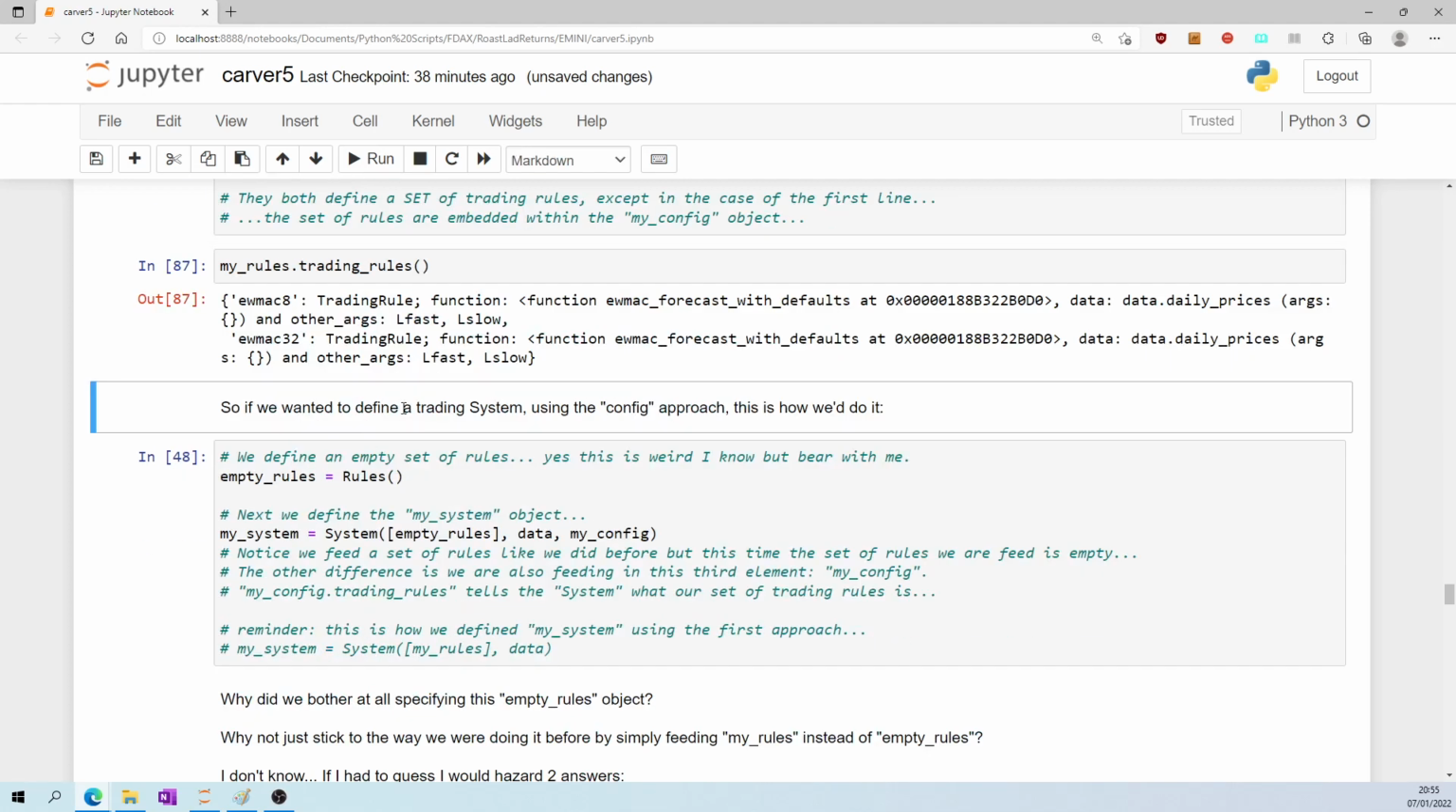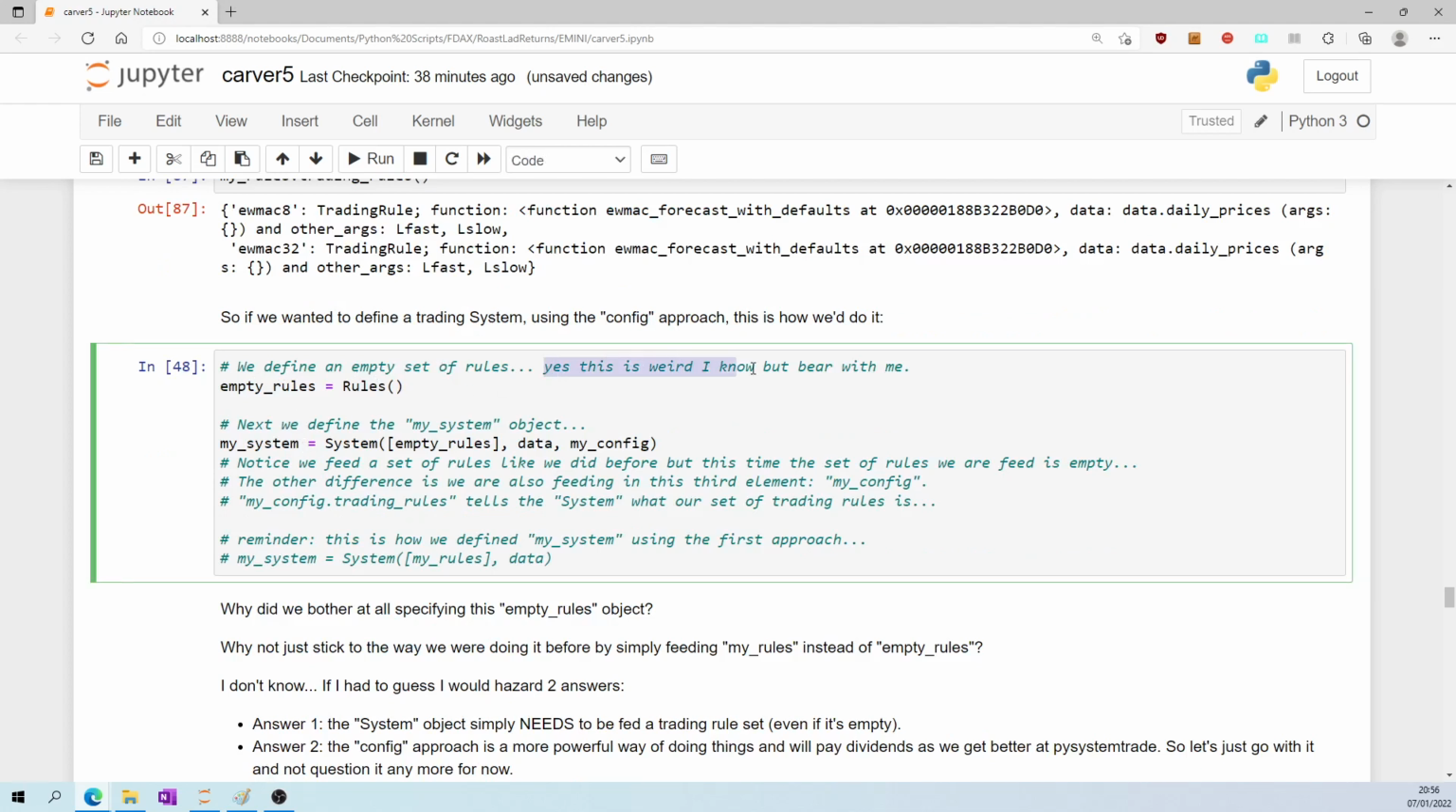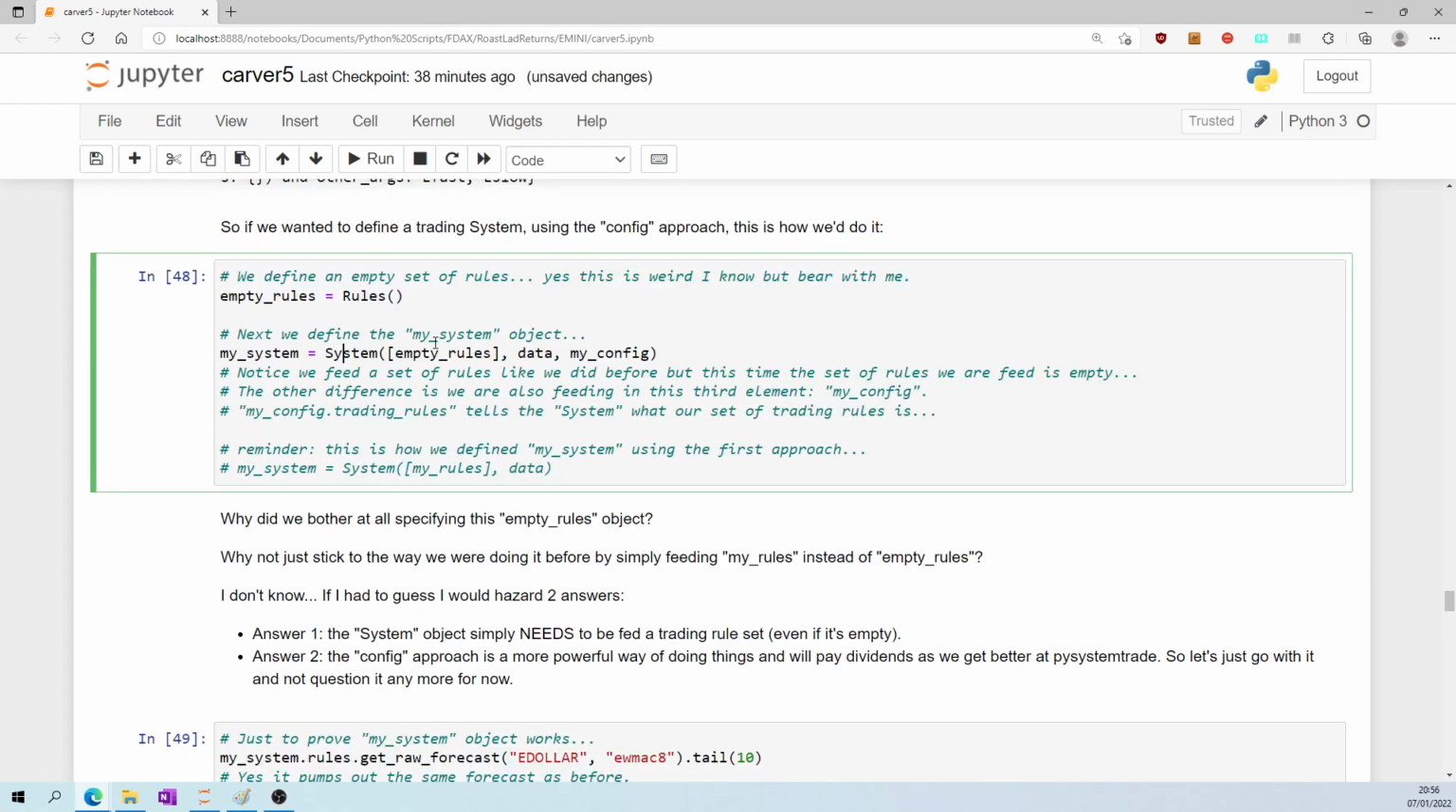So if we wanted to define a trading system using the config approach, this is how we would do it. We define an empty set of rules. Yes, this is weird, I know, but bear with me. Empty rules equals rules, nothing. Next, we define the mySystem object. MySystem equals system, empty rules, data, myconfig.